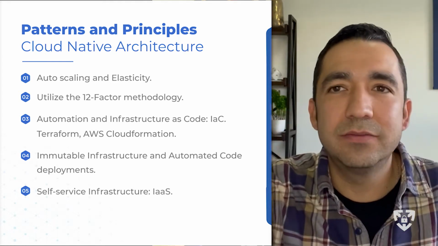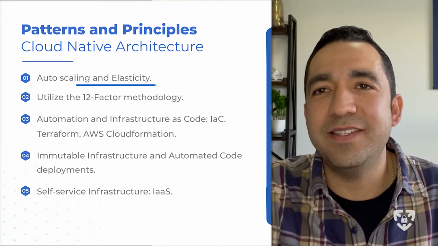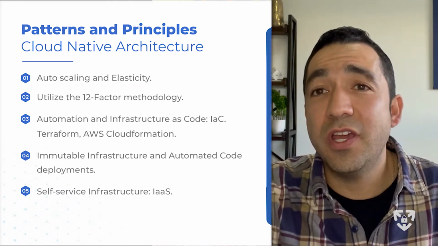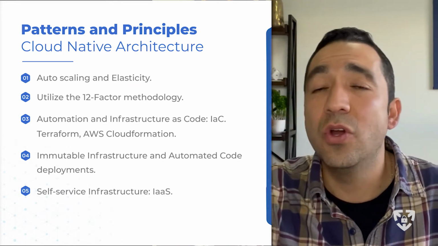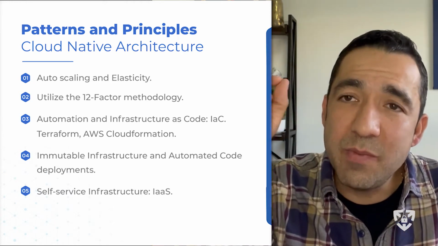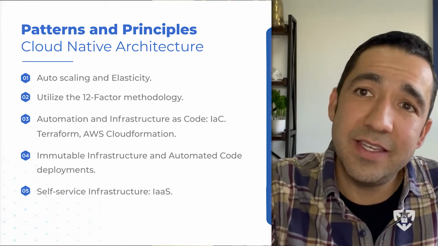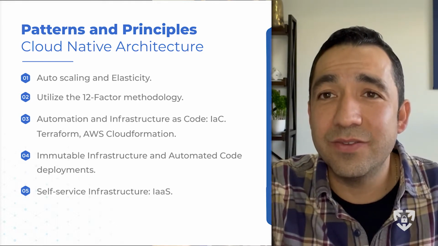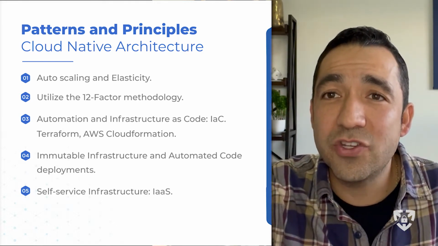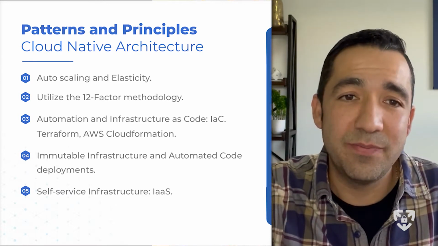Principle number one, auto-scaling and elasticity. If you are using a cloud provider like Amazon Web Services, Azure, or Google Cloud, their main premise is that they are elastic, available, and reliable. Those are the core features of a cloud provider.